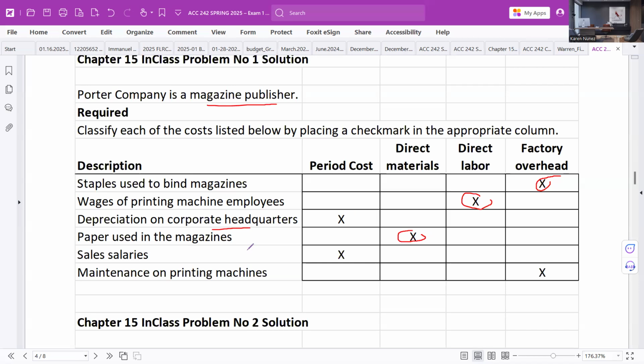I'm sorry, did I skip the depreciation on corporate headquarters? Corporate headquarters, that would be the period costs. And the sales salary, sales is not related to production. That's a period cost. And then maintenance on the printing machines, that's related to production. It's overhead. It's a product cost.